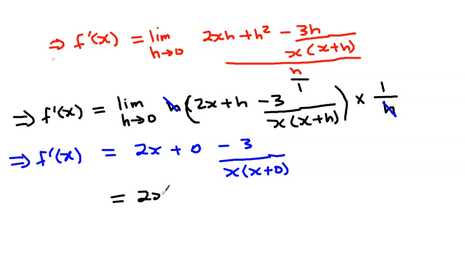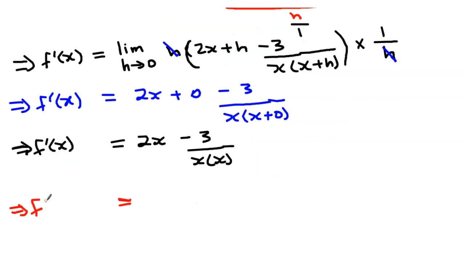which is equal to 2x minus 3 all over x times x. And finally, this implies that the derivative of f of x is equal to 2x minus 3 all over x squared. And that is the final answer.